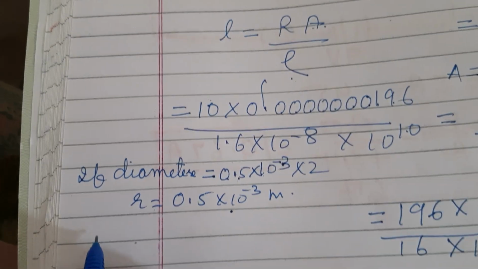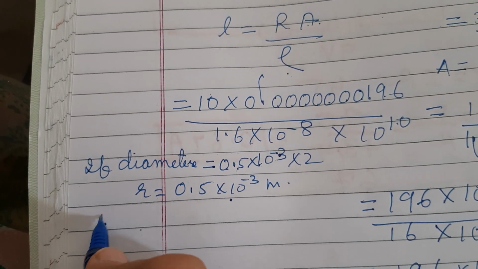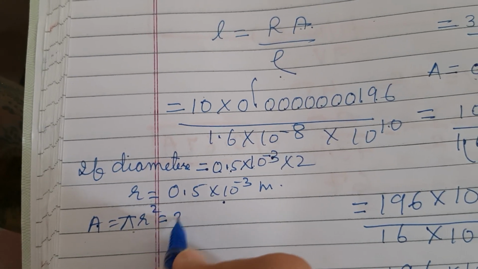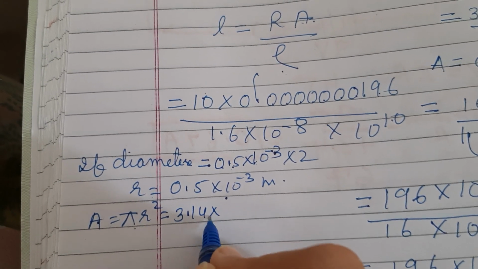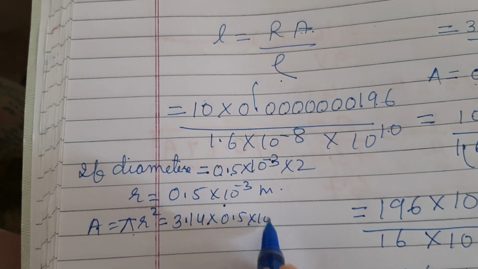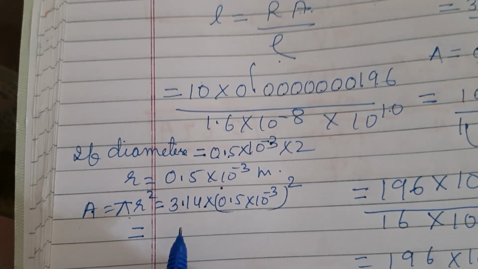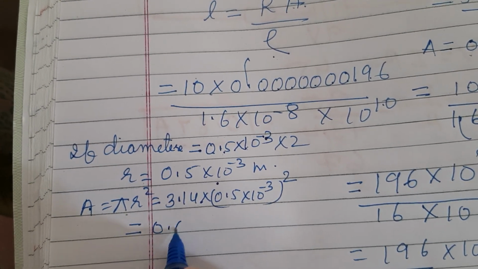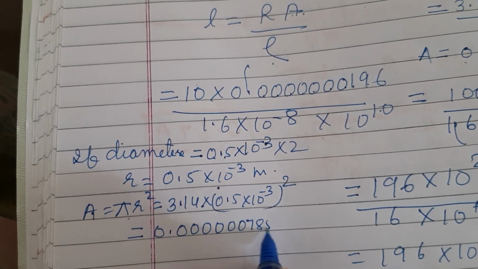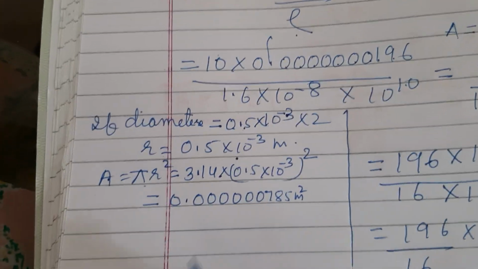So again new value of resistance we will find. So for this also first we will calculate area. So again 3.14 into radius is 0.5 into 10 raised to power minus 3 whole square, right? So this we will get 0.000000785 meter square. This will be the area which we get.